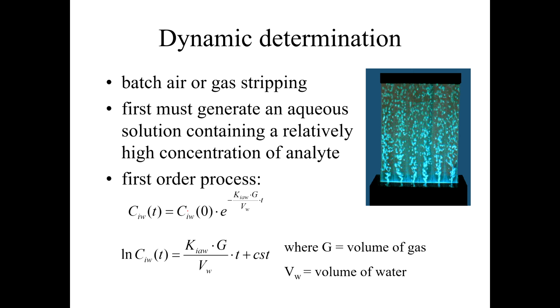Now this has problems too, because there's some weird partitioning that goes on at the surface of bubbles. The surface of the bubble is not the same thing as the water and not the same thing as the air. It has its own special properties. So this gas stripping technique isn't perfect either. But those are the two main methods that people use to determine the Henry's law constant.